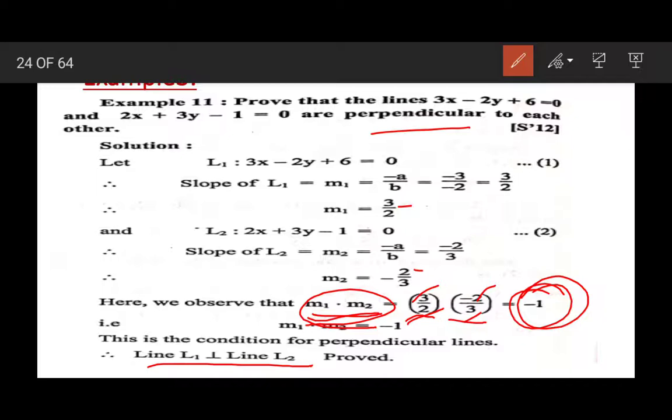Okay. If we have to prove that lines are perpendicular, that means we have to find m1 into m2 as minus 1. If we are getting m1 into m2 as minus 1, then only we can say that lines are perpendicular to each other. If we are not getting m1 into m2 as minus 1, that means lines are not perpendicular to each other. Okay.